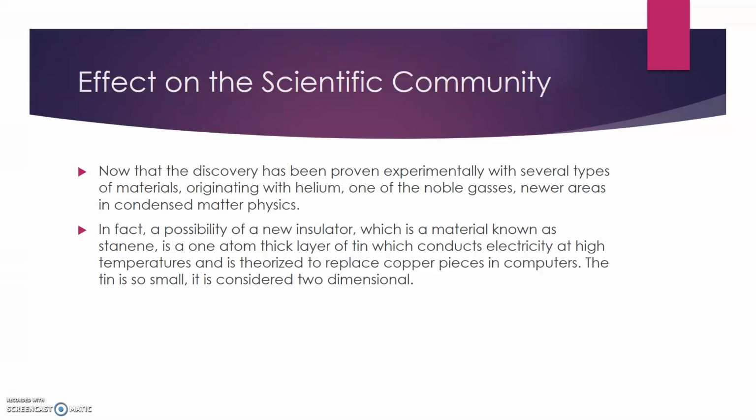And another effect is that there's a possibility of a new topological insulator, which is a material known as stanene. And it is a 1-atom thick layer of tin which conducts electricity at very high temperatures and is theorized to replace copper pieces in computers. And since it is a 1-atom thick layer of tin, it is so small it could be considered two-dimensional.